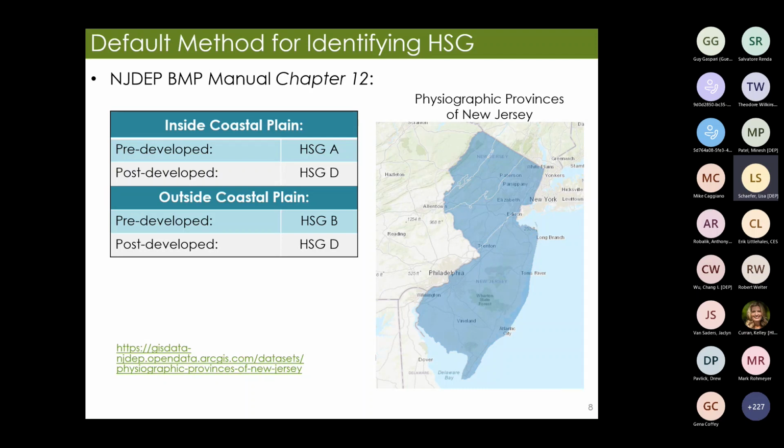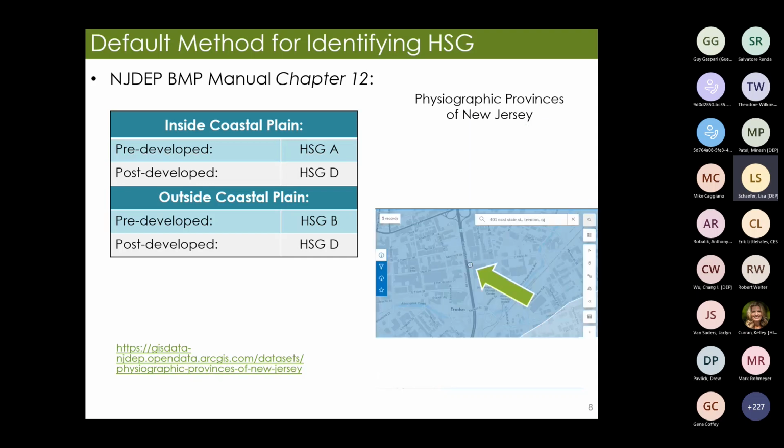The page is very interactive, and you can zoom in enough to differentiate between two houses on a street. For example, here's 401 East State Street next to the green arrow that I pasted on top, and we see that the site is in the Piedmont province. The lighter blue area at the bottom down here is where the coastal plain is located, and I think you'll really appreciate how easy it is now to check whether a project is in the coastal plain.